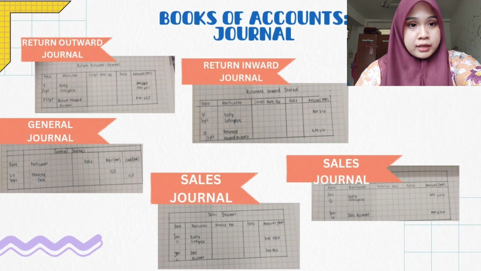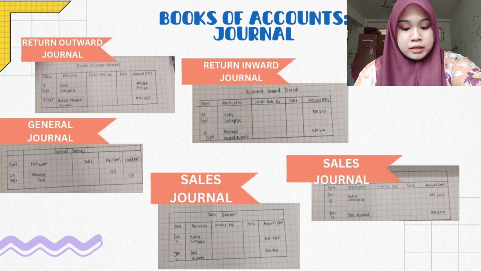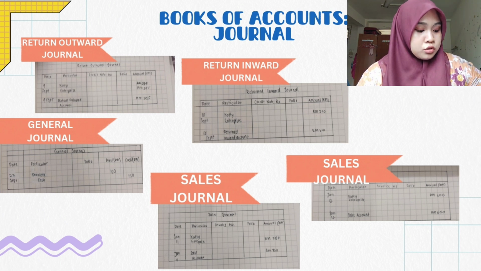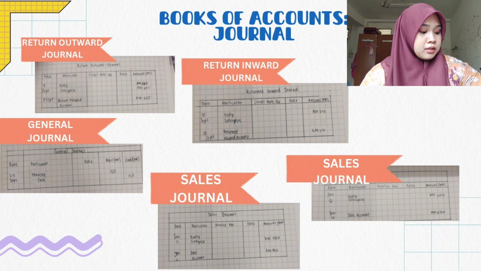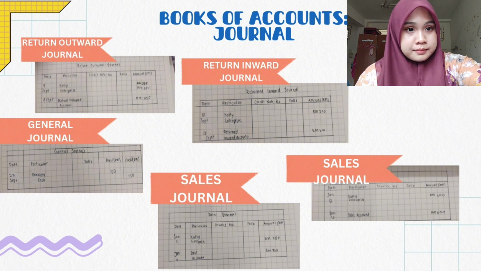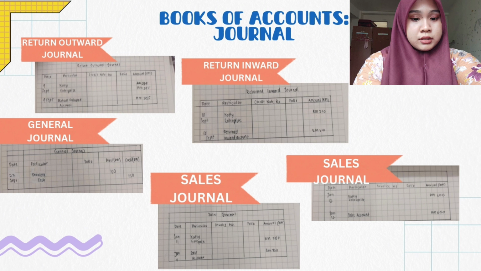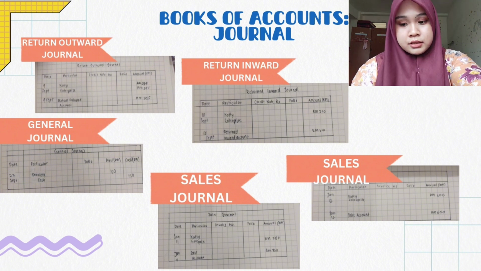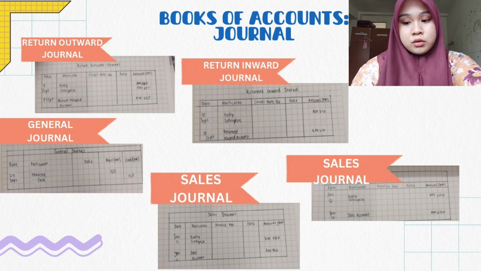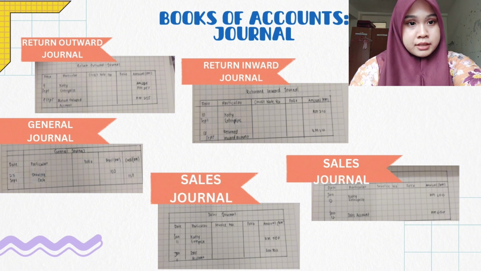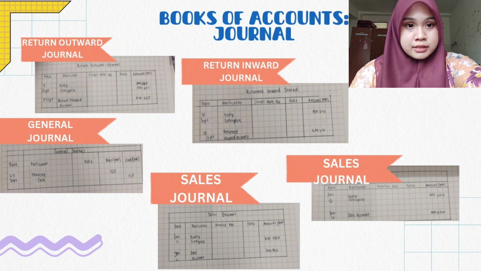For the books of account, we have the journals. Returns outward journal is used to record transactions involving goods returned to the supplier. Returns inward journal is used to record transactions involving goods returned by a customer. General journal is used to record transactions that do not belong in any of the special journals, such as the purchase, sales, cash receipt, and cash payment journals. And the last one is sales journal. Sales journal is used to record credit sales.